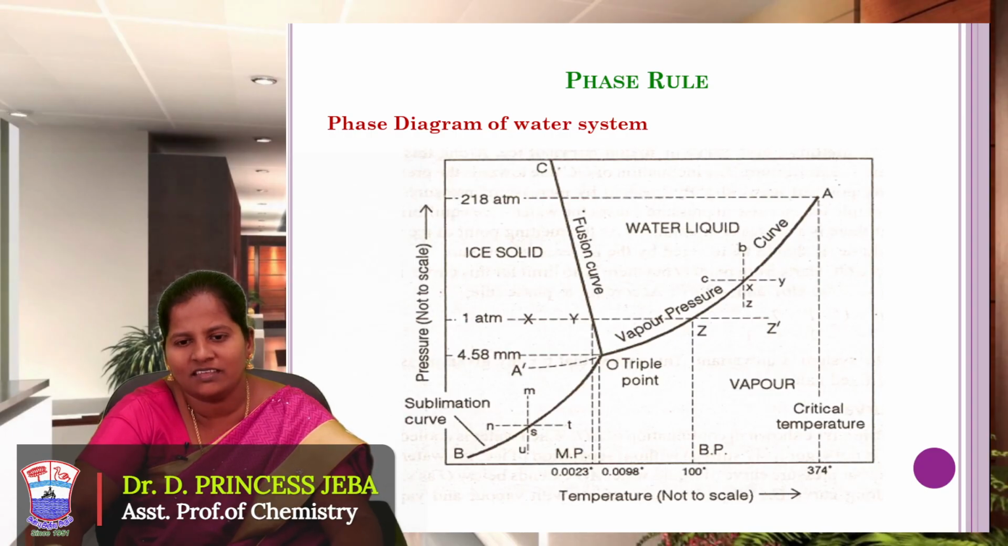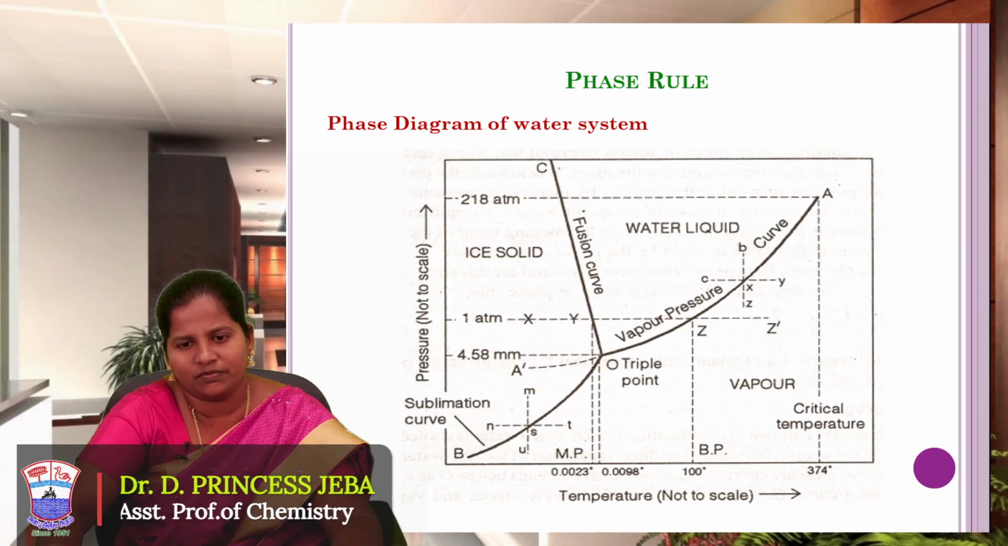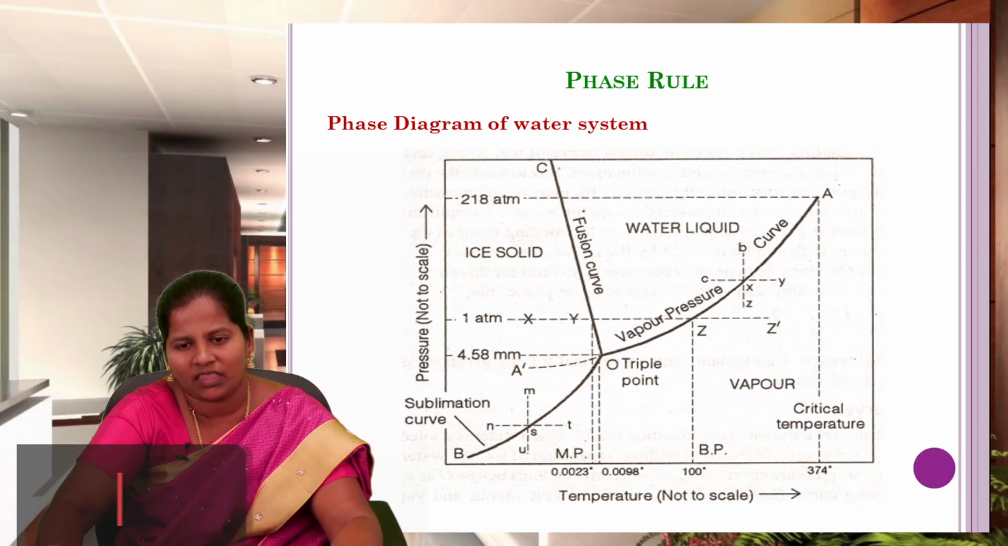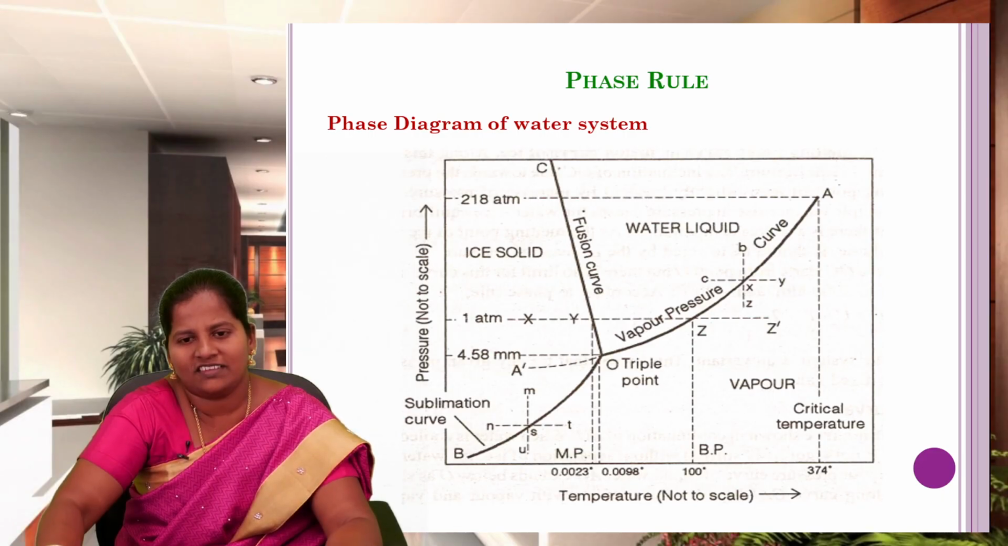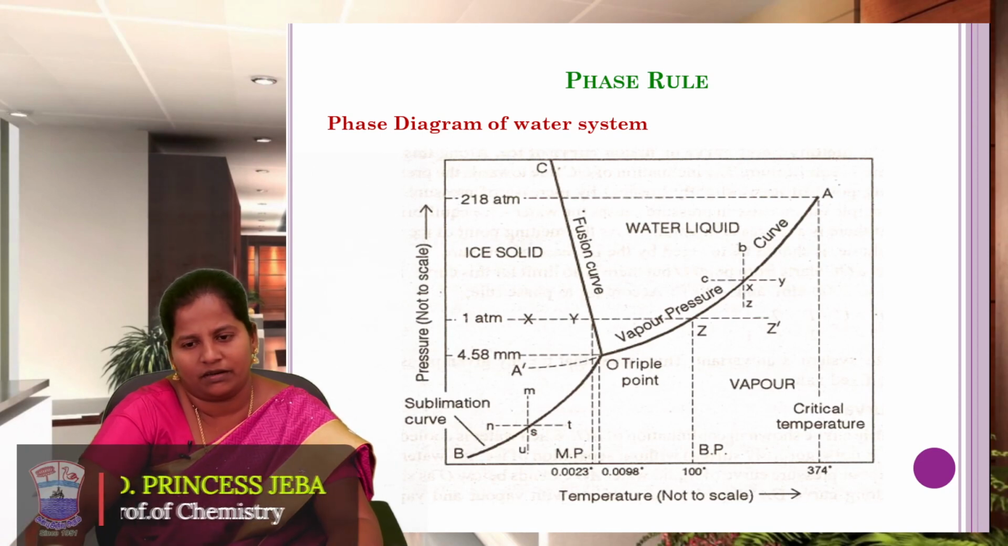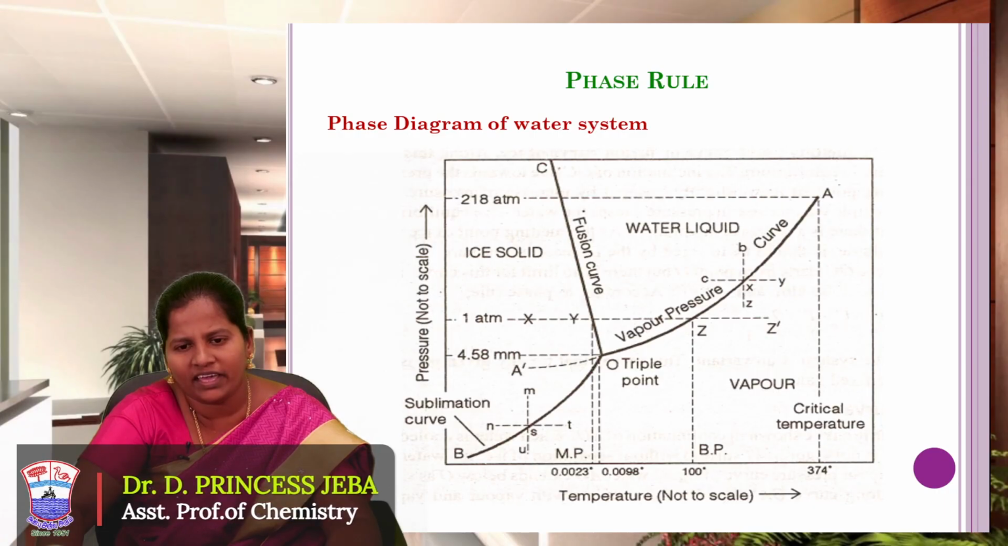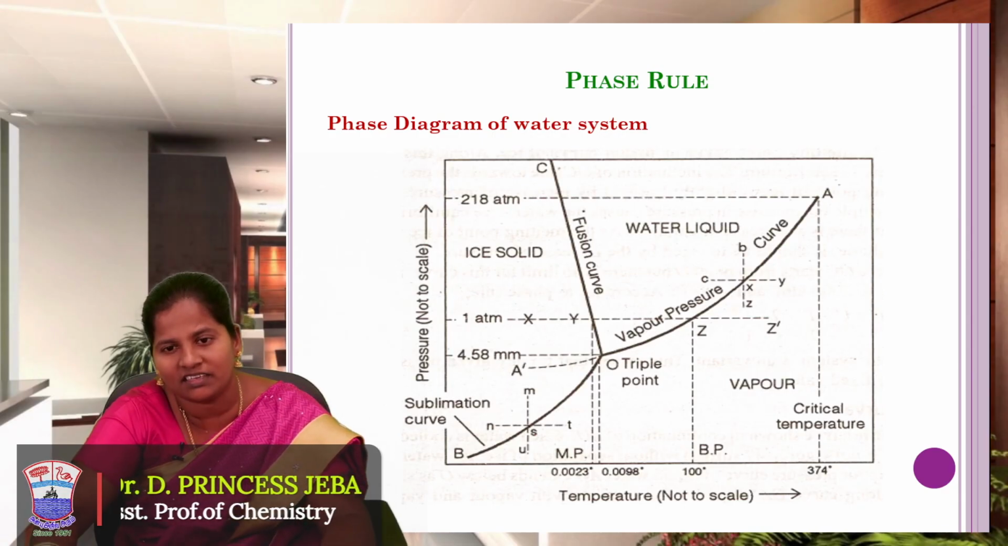And next one is vapor pressure curve. This vapor pressure curve is OA. In OA, two phases are in equilibrium. One is liquid water and another one is vapor, water vapor. So this OA extends to a particular temperature. So temperature scale, here the sublimation curve extends up to 0.0098 degrees Celsius, whereas vapor pressure curve extends to a particular temperature 374 degrees Celsius, which is called as the critical temperature.